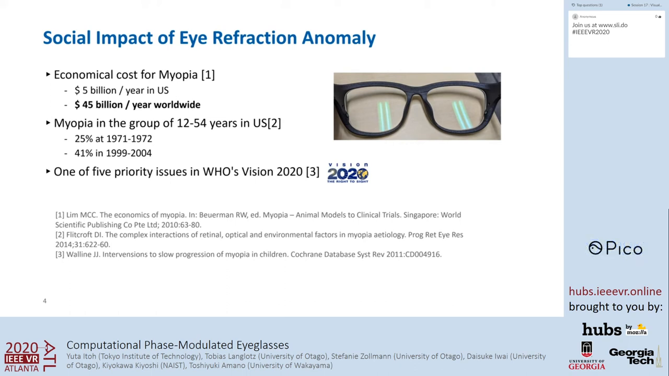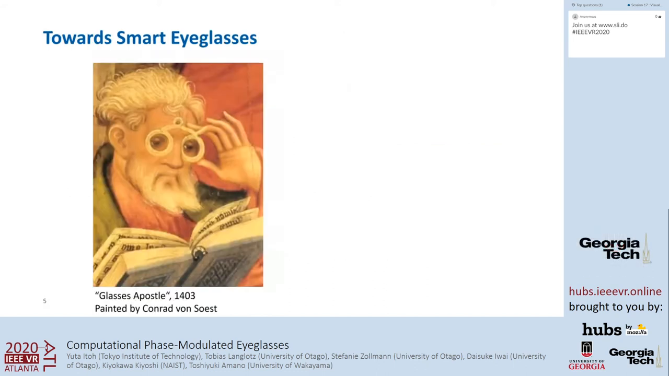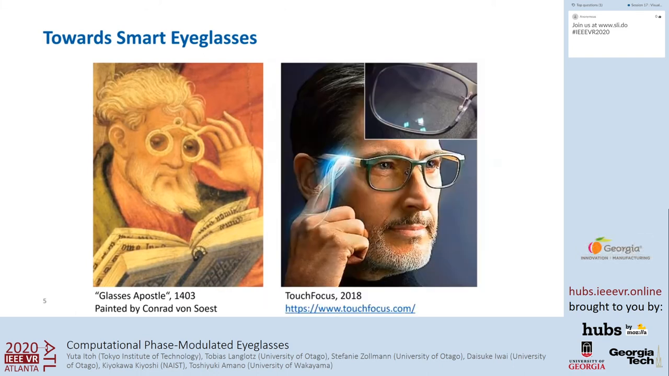And the fact tells that the percentage of myopia is of course increasing. This is a drastic statistic because it used to be 25% in the 70s, and already in 2000 it was 41% in the US. In the 15th century, there is already art describing a priest probably wearing traditional eyeglasses. And nowadays, in 2018, there is already a commercial product which allows you to electrically change between nearsight and farsight glasses.